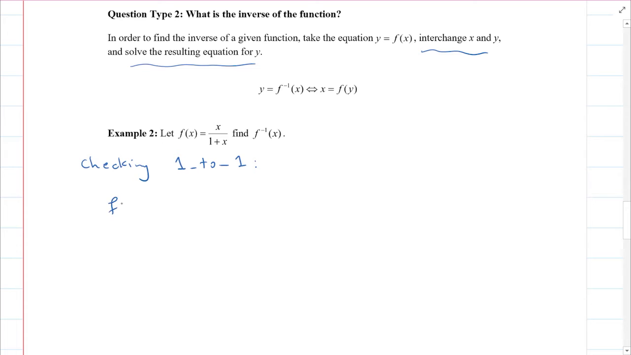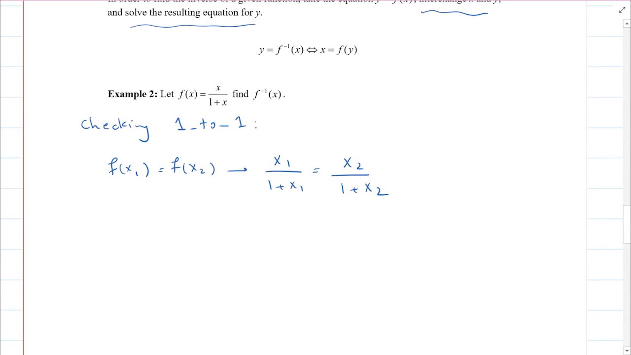So if f of x1 equals f of x2, which in this case means x1 over 1 plus x1 equals x2 over 1 plus x2, I should be able to conclude that x1 equals x2 by doing a little bit of algebra. In this case, I'm going to cross multiply this equation, and that gives me x1 times (1 plus x2) equals x2 times (1 plus x1). And then I'm going to distribute this.